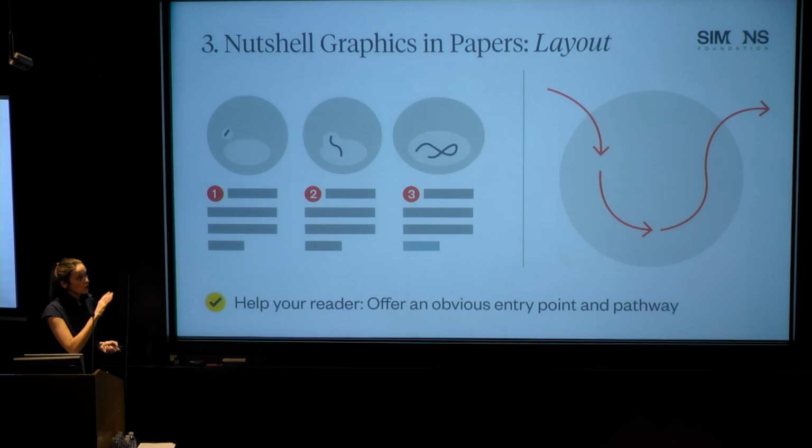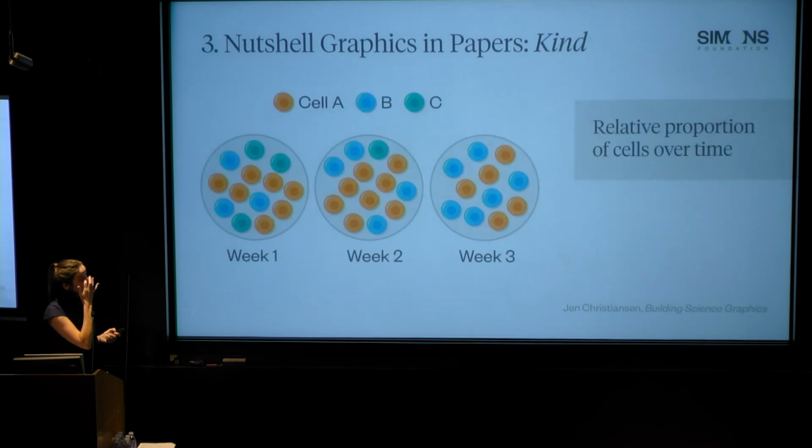We can also just show a visual pathway with arrows or a hierarchy. It just helps the reader know what I'm supposed to do first and what I'm supposed to do next. It's less scary when you can just point them in the right direction. We can also be choosing the right kind of graphic.